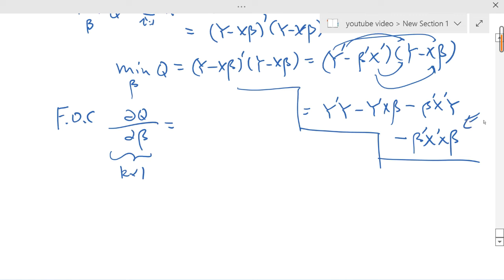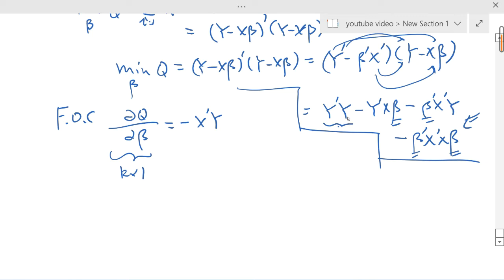So let's look at this equation. There's a beta here, there's a beta here, there's a beta here and here. So the first term does not depend on beta, it drops. The second term is a linear function of beta. So we get negative x prime y, which is k by n times n by 1, so it's k by 1.